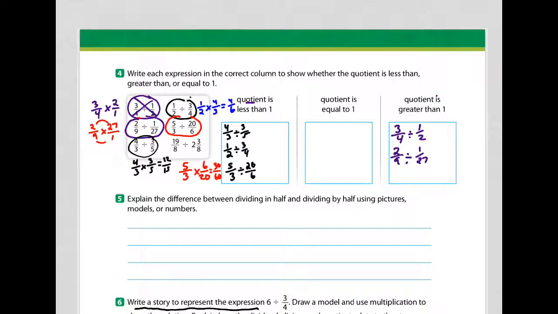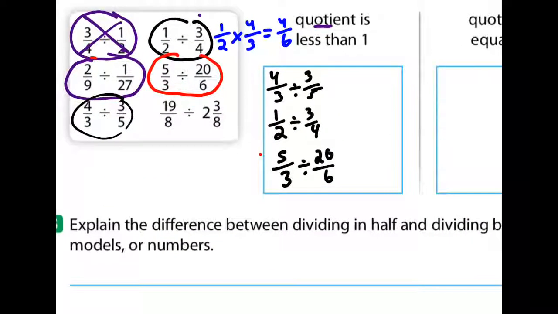And then we make some room here. This one. So 2 3/8. First off, that's 16, 17, 18, 19. That's 19/8. So I'm going to write that down here real quick. So I changed that to 19/8.